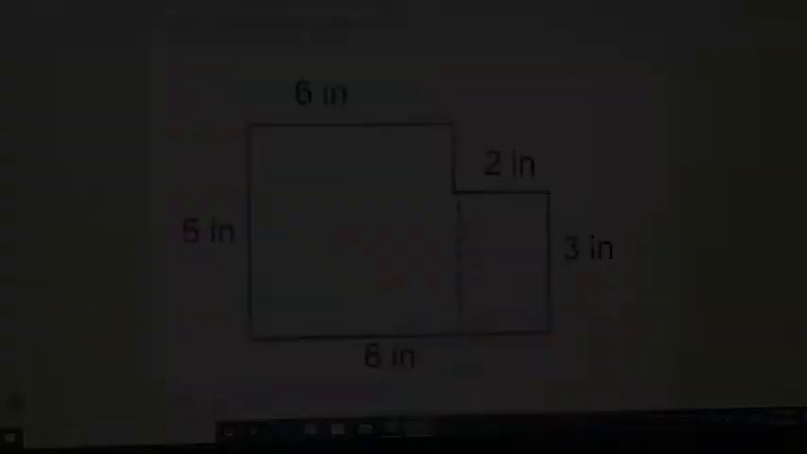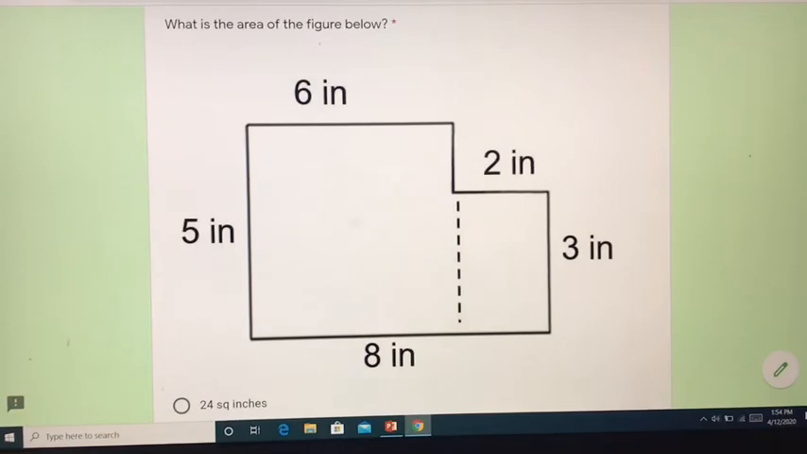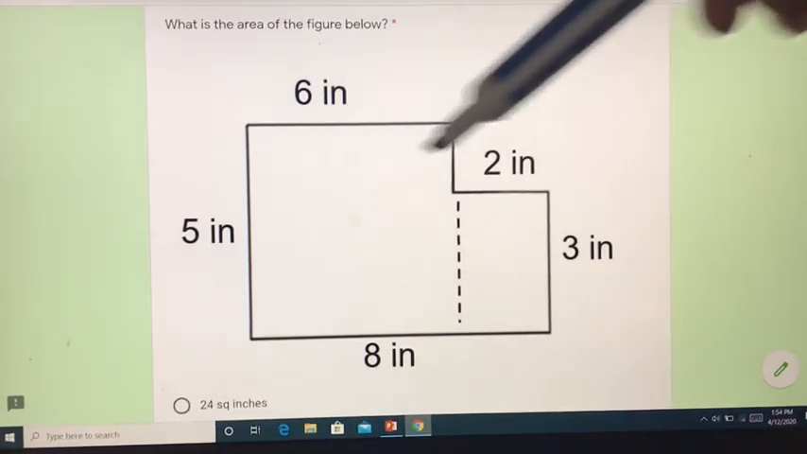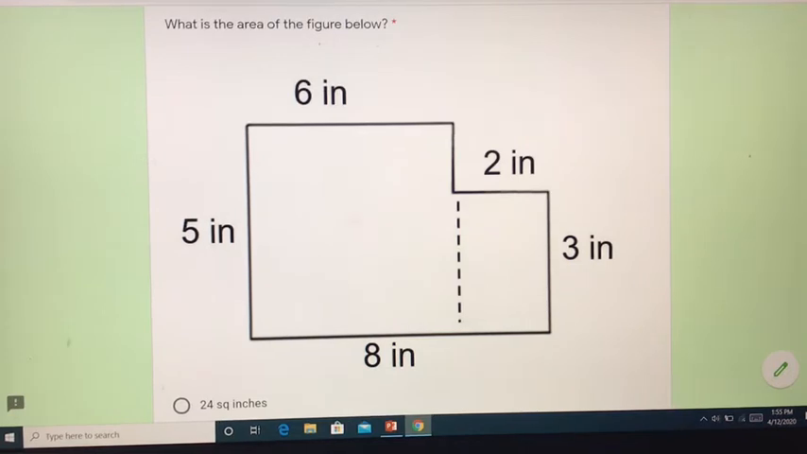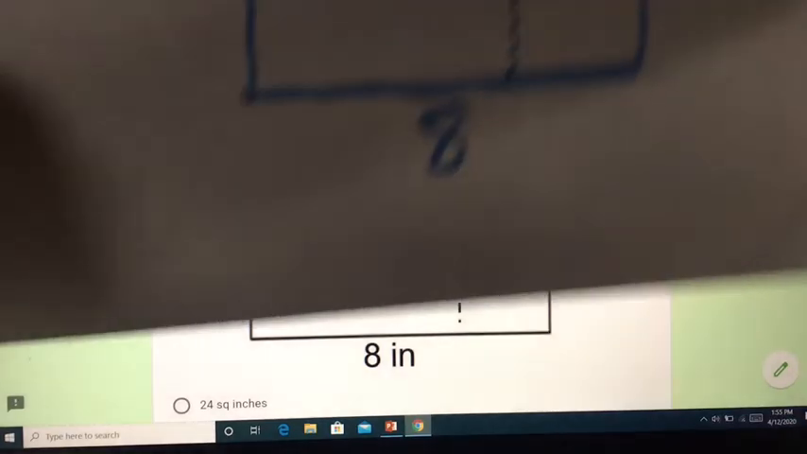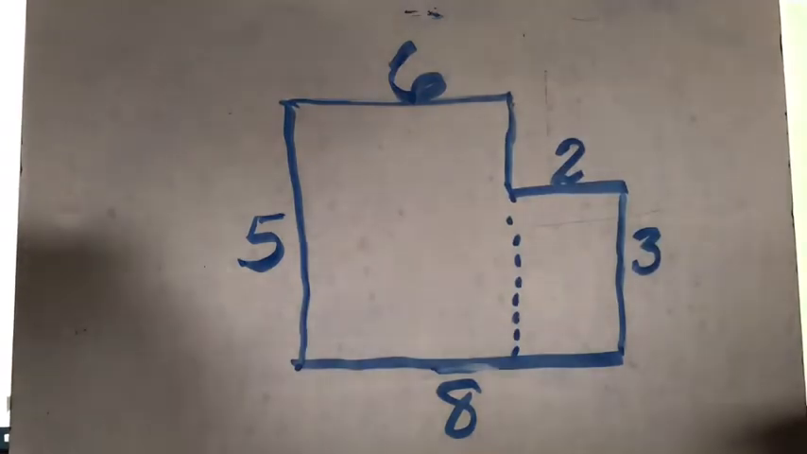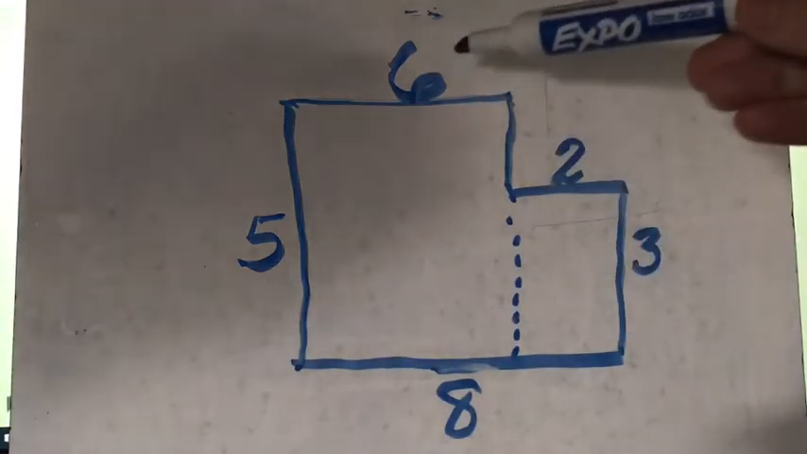All right, let's look at the last problem. It says, what is the area of the figure below? All right, if you notice, they have the dotted line for you. So there's 2 separate rectangles there. So we need to figure out the area of each rectangle. All right, let's look at it drawn out. So we have 2 different things here.